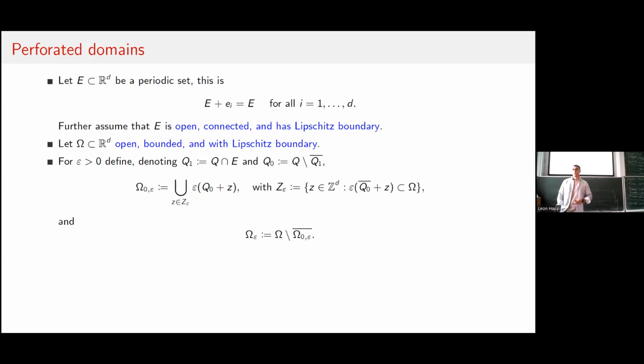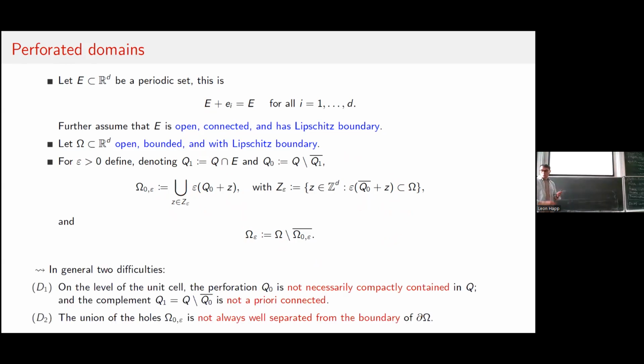Okay, so in general, if you look at perforated domains, in view of extending functions to the holes, there are two difficulties, two pitfalls in a way. The first one is, okay, the way I set it up, we don't assume that the perforations Q0 are compactly contained in our unit cell. And also the complement Q1 must therefore not be connected.